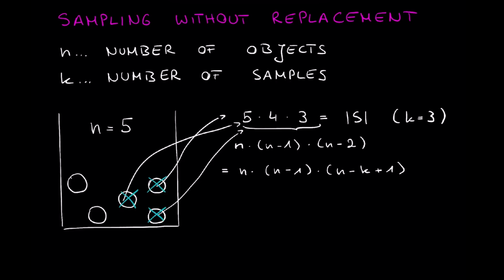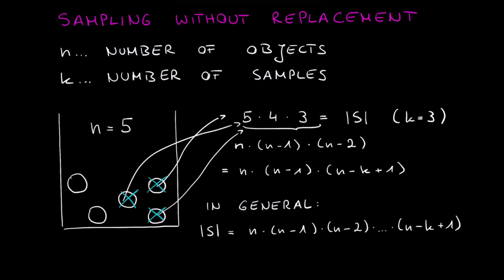We see that we start at n possibilities and reduce it k times. Of course, it is not possible to pick more than n objects, so k is limited to n. There exists a nice closed formula for the possibilities in sampling without replacement, which is given by the factorial of n divided by the factorial of n minus k. We will see why this is the case in the next part.